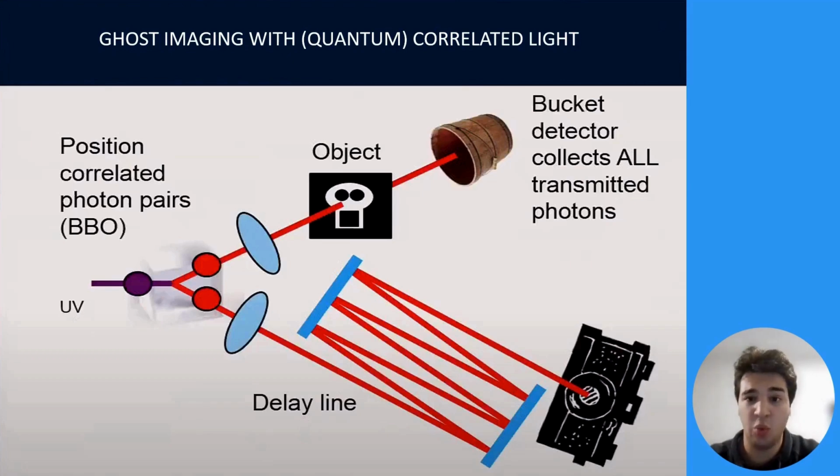However, we would like to know where the photon has got through, and that's where the other array of detectors, or a camera, comes in. Since the photons are correlated in position, whenever we detect a photon at the bucket, we can capture where the other photon is detected on the array, and by combining both pieces of information, we can reconstruct the image.